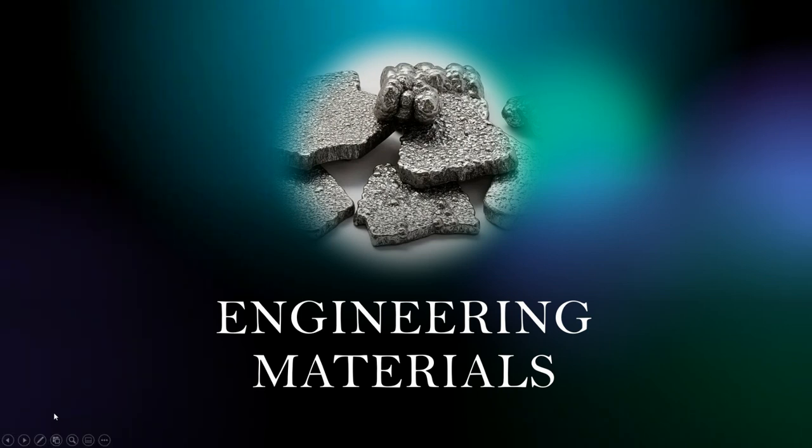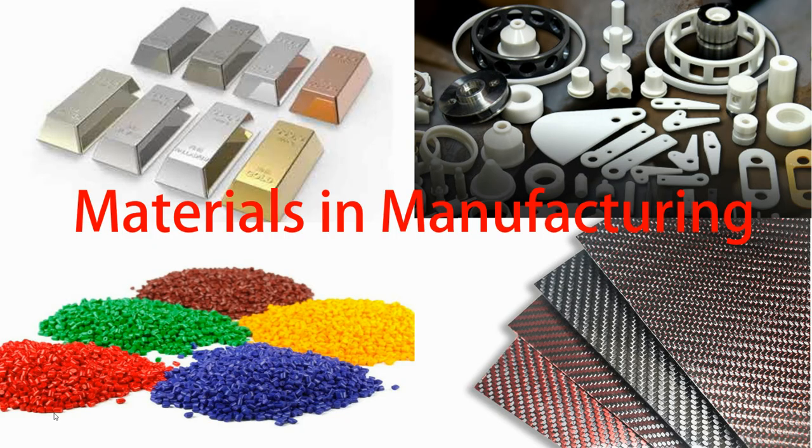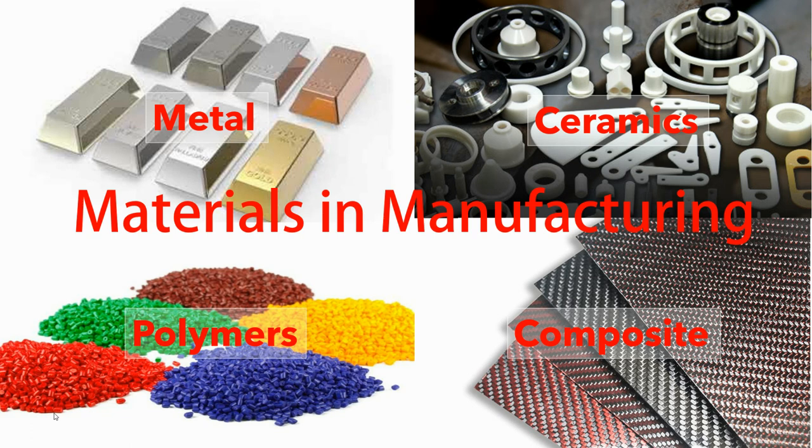Materials in engineering. The engineering materials can be classified into one of the three main categories. We have the metals, we have the ceramics, and we have the polymers. The chemistries are different, and their mechanical and physical properties are different. In addition, there is a fourth category, which is the composites.